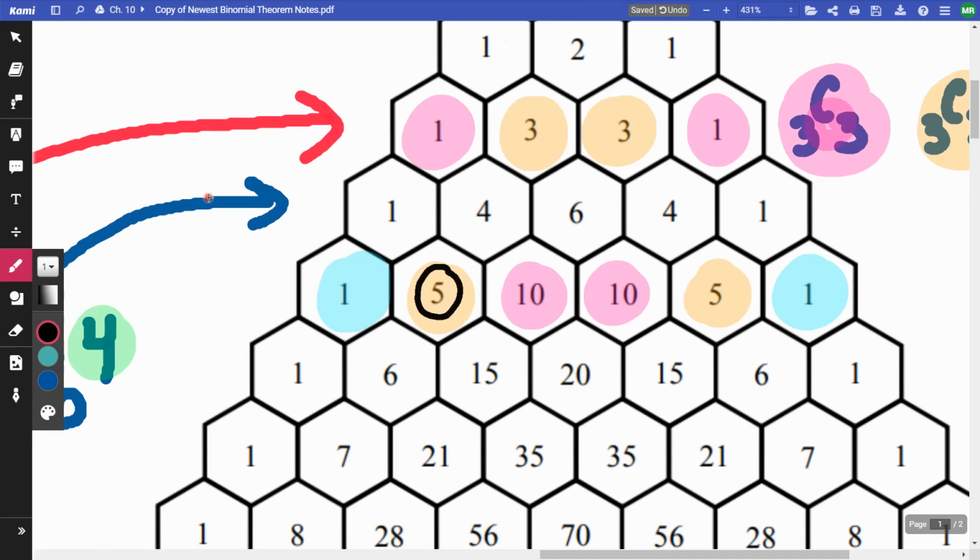5 choose. This one here was 3 choose. This one here is going to be 4 choose. So this is going to be 5 choose. And again, I like to start with my 5. This is going to be 5 choose 4. This is going to be 5 choose 3. This is going to be 5 choose 2. This is going to be 5 choose 1. And this is going to be 5 choose 0.